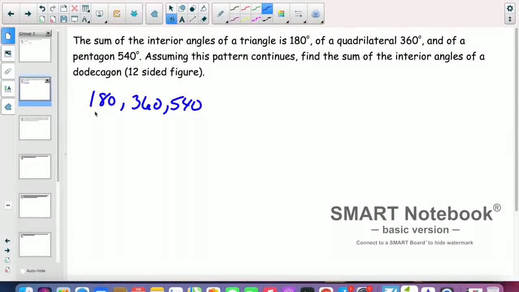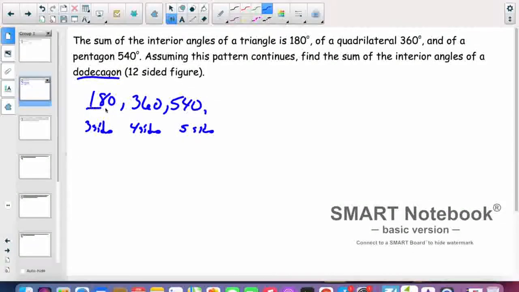In this sequence, it's really important to understand that a triangle has 3 sides, a quadrilateral has 4 sides, and a pentagon has 5 sides. They are asking us to find the sum of the interior angles of a dodecagon, which is a 12-sided figure. Now, what you have to understand here is that each of these side numbers has 2 more sides than the term number that we're dealing with.